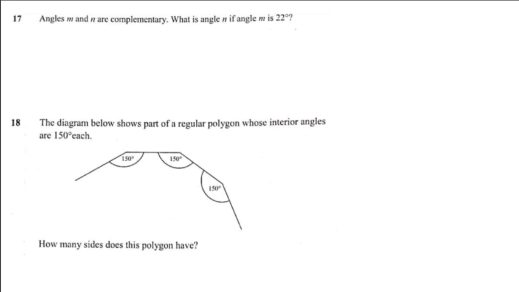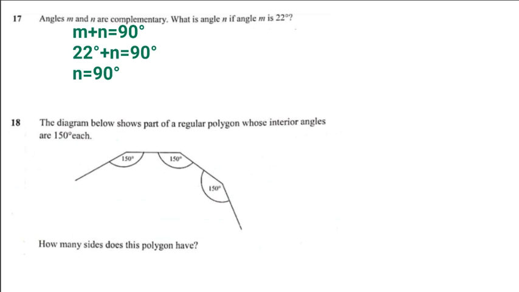Now, the actual question is, what is angle N if angle M is 22? So we're going to come up with an expression, which is M plus N is equal to 90 degrees, since they are complementary. Then we're going to replace M by its value, which is 22 degrees, plus N is equal to 90 degrees. Then we're going to put like terms together. That means we're going to remain with N is equal to 90 degrees.